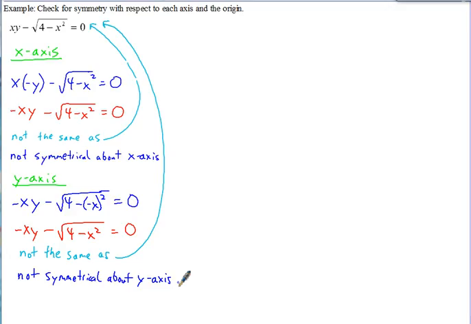Finally, let's just test the origin, see if it's symmetrical about the origin. So to test if it's symmetrical about the origin, remember you replace the x with negative x and the y with negative y. So it's like doing these two tests together in a sense for x and y. So you replace the x with negative x, replace the y with negative y, and replace this x with negative x.